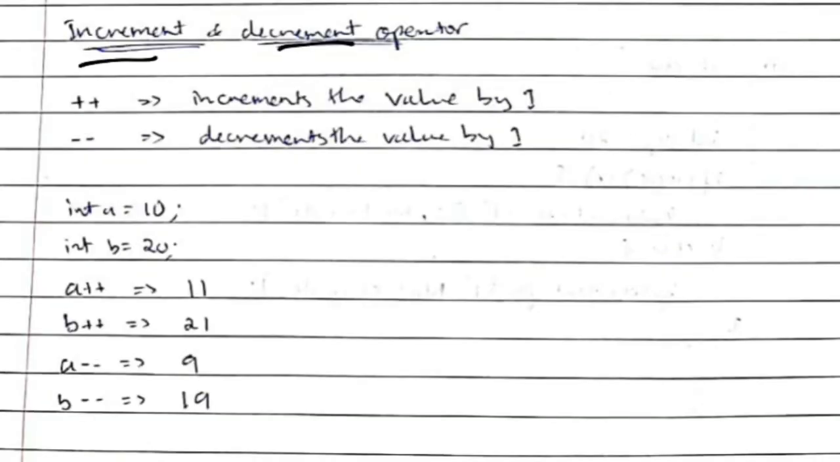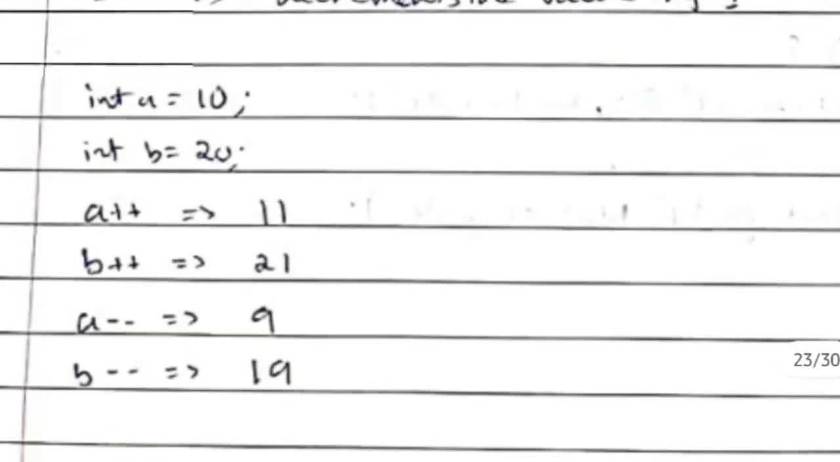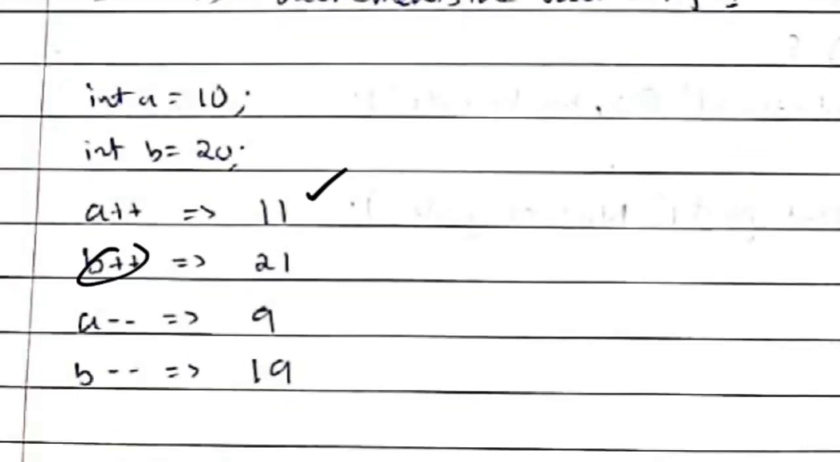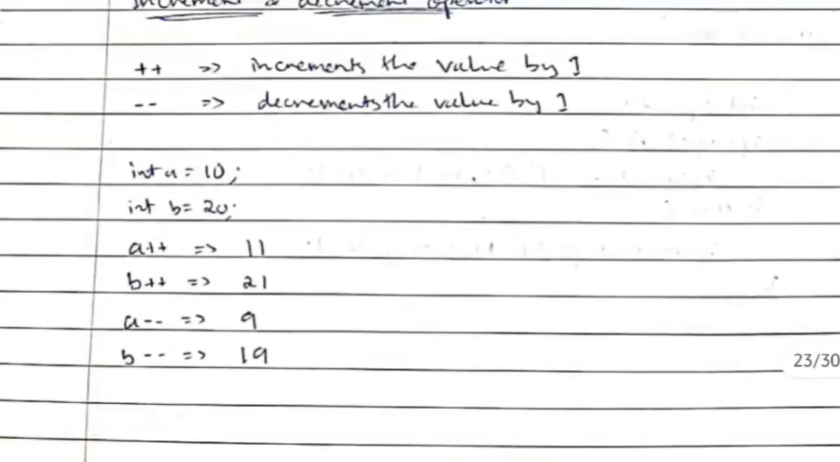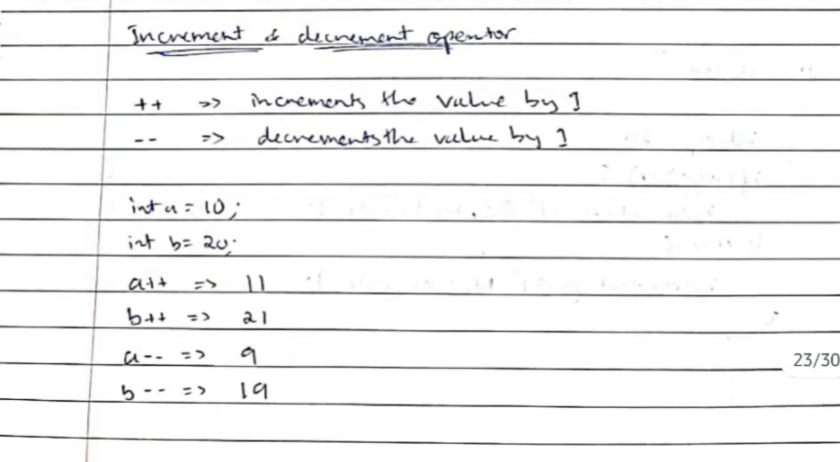Increment and decrement operators are nothing but ++ and --. Okay, ++ means it increases the value of the operand by 1, and the -- operator decrements the value by 1. Okay, so let's see an example. I have defined A as 10 and B as 20. So if I use A++, A will become 11, and similarly by using B++, B's value will become 21. A-- will make A as 9 and B-- will make B's value as 19. Okay, so that's used for incrementing and decrementing the values.